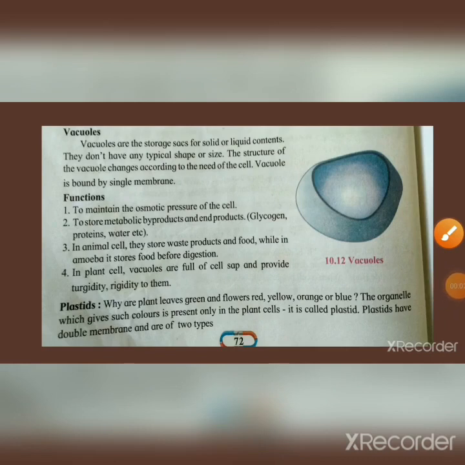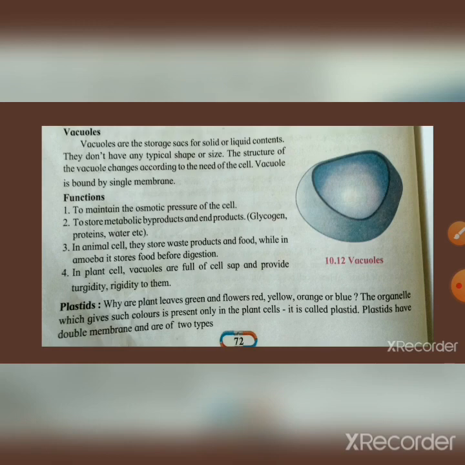Vacuoles. Vacuoles are the storage sacs for solid or liquid contents. They don't have any typical shape or size. The structure of the vacuole changes according to the need of the cell. A vacuole is bounded by a single membrane.